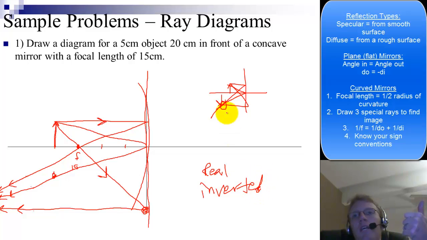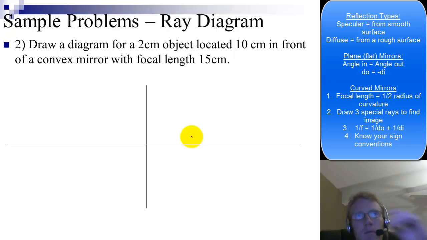You should also be able to see that it's going to be taller than the original one and farther away. So the height is proportional to the distance because, again, of similar triangles. So it's going to be farther away, upside down, larger, and real. Cool. All right, let's do another example problem.